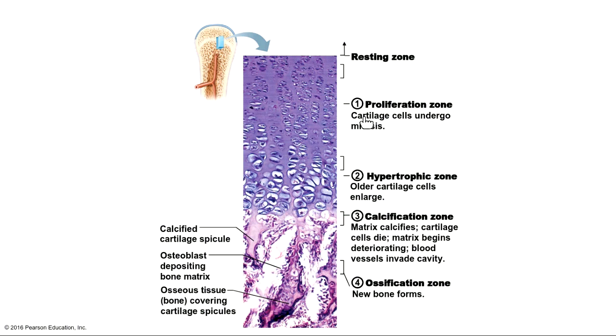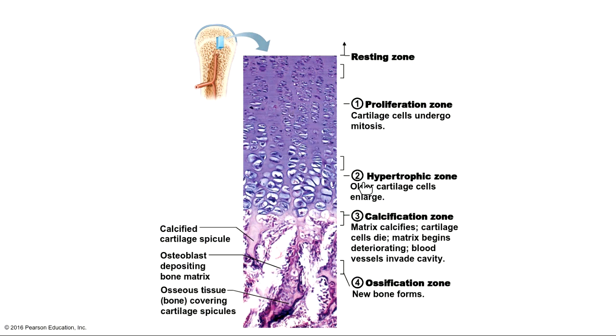Then you have the proliferation zone. Remember, we're going from epiphysis down to diaphysis. So next we have the proliferation zone, and here what you're seeing is a lot of mitosis. Chondrocytes are dividing into more and more chondrocytes, and so they're going to look like stacked coins. They like to stack on top of each other. So you'll see that kind of appearance.